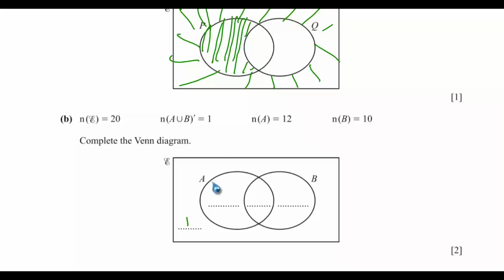So for this one, what you need to do is to add all the numbers together. You see that you have 12 add 10, that will be 22, plus 1, 23. So subtract 20 from 23, that will be 3. So the intersection here is 3. Then from 12 subtract 3, you get 9. And from 10 subtract 3, you get 7. So this is how you can complete this, and everything adds up to 20.